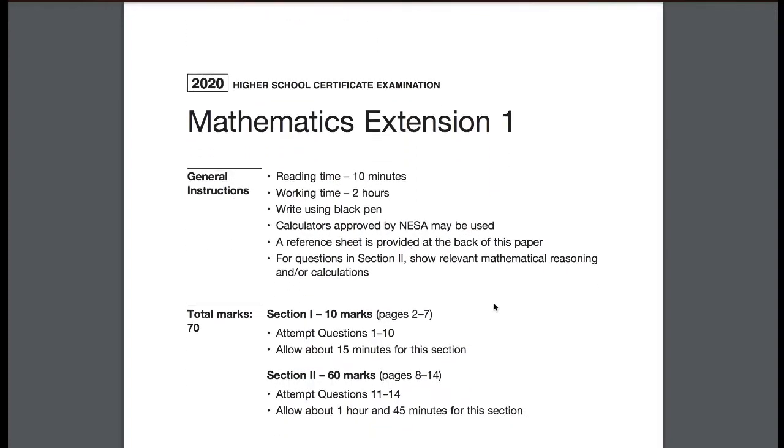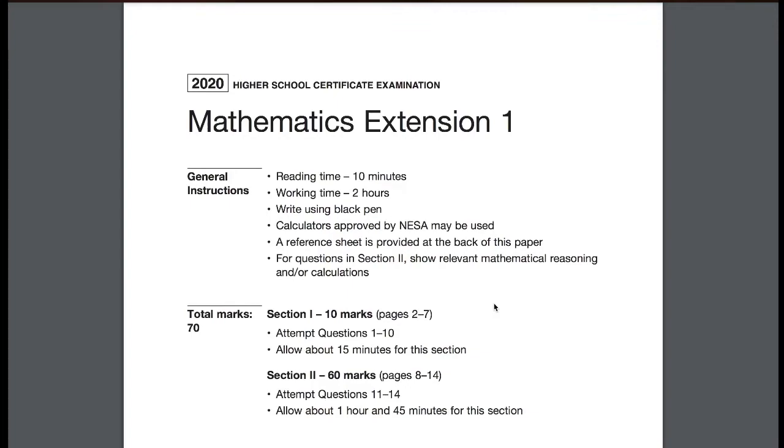As you know, for Extension 1 the paper is 2 hours. That is 1 hour less than most of your 2-unit subjects. And you were also given 10 minutes of reading time. The total marks is 70 for the test. This includes 10 multiple choice questions.